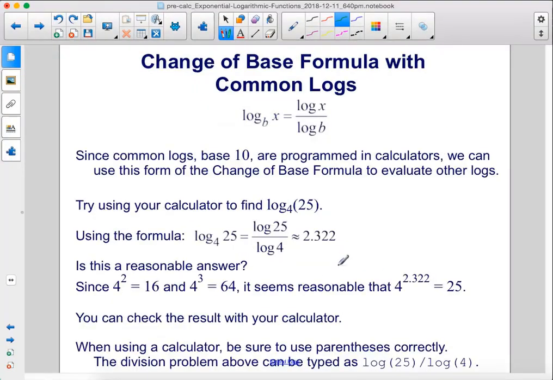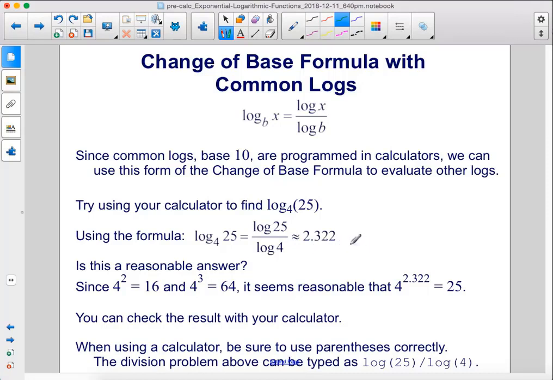Since common logs, base 10, are programmed in calculators, we can use this form of the change of base formula to evaluate other logs. Try using your calculator to find log base 4 of 25. Using the formula, log base 4 of 25 can be rewritten as log base 10 of 25 divided by log base 10 of 4, which you can actually put into your calculator with the log button. So that equals about 2.322.